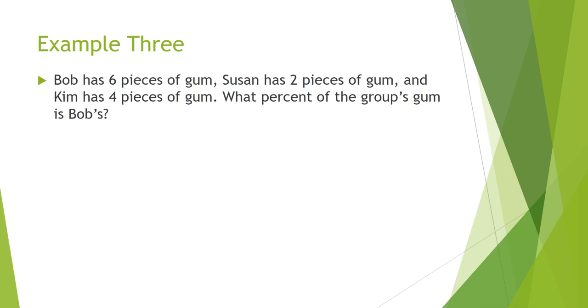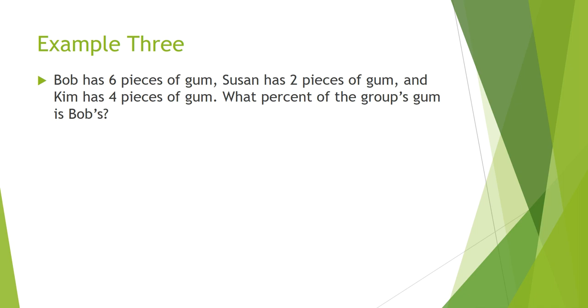Okay, example 3. Bob has 6 pieces of gum. Susan has 2 pieces of gum and Kim has 4 pieces of gum. What percent of the group's gum is Bob's? So this word problem, while the operations we're using aren't particularly complicated, we're getting a little more into looking at necessary and unnecessary information. So we don't have to really worry about what they have. They all have the same thing, which is pieces of gum.